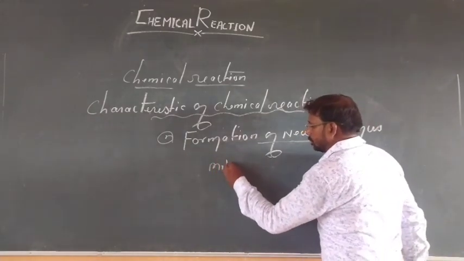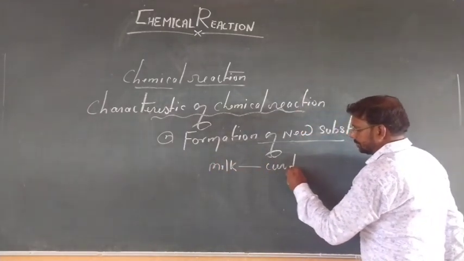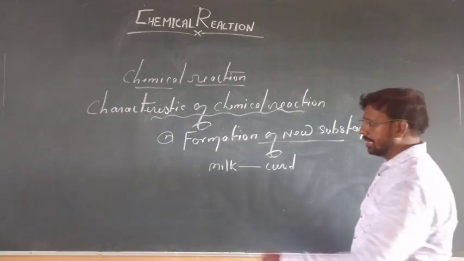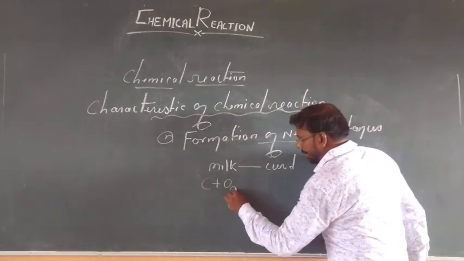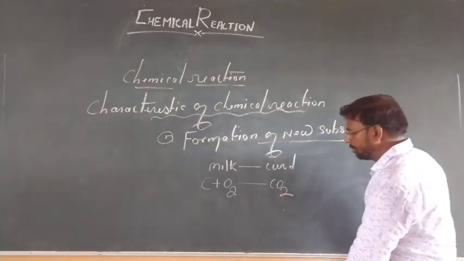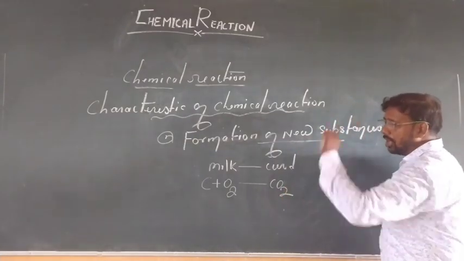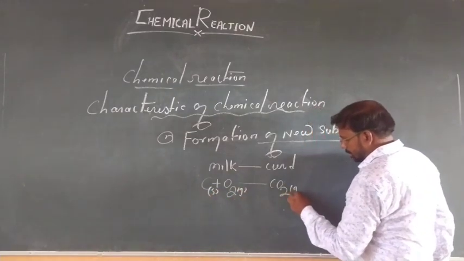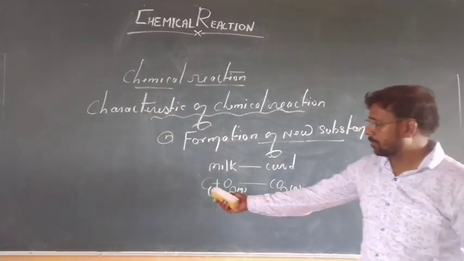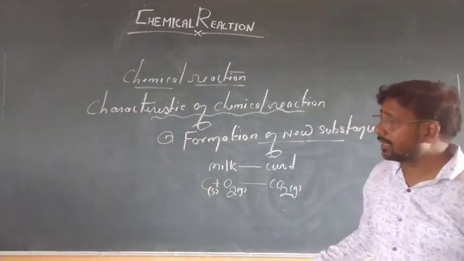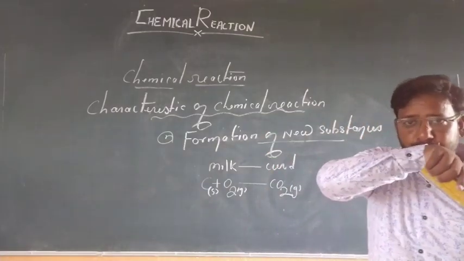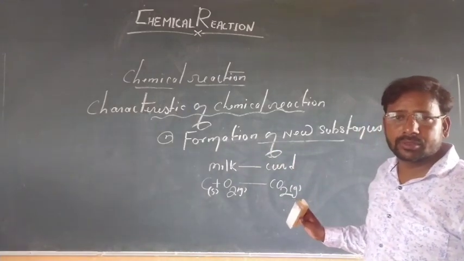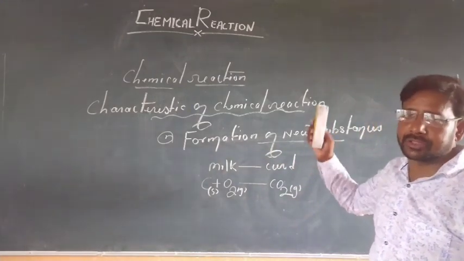Example, milk will change into curd. This is an example of a chemical reaction. Carbon reacts with oxygen, and carbon dioxide is formed. That is called formation of new substances, and we write it as g because it is in the gas state, while carbon is present in the solid state. So during a chemical reaction, new substances will be formed. It is the first characteristic.